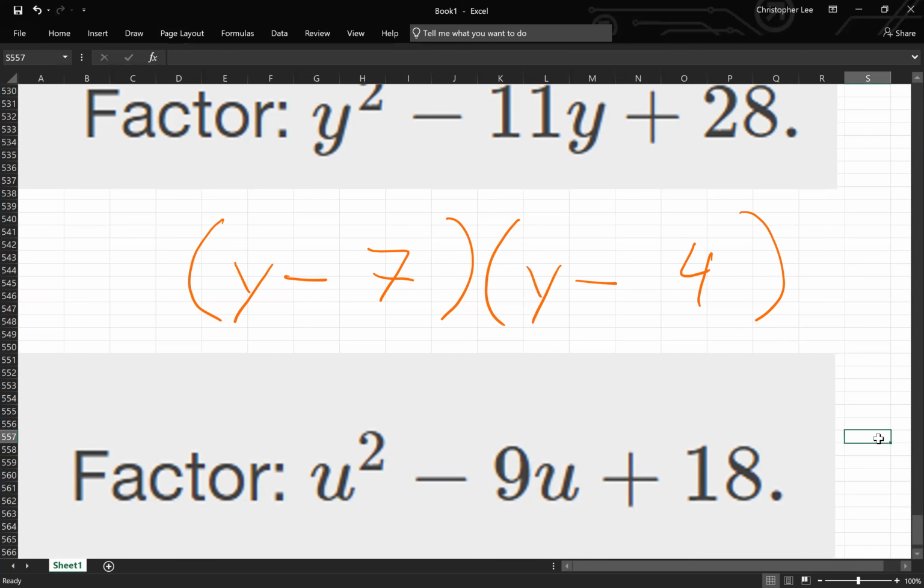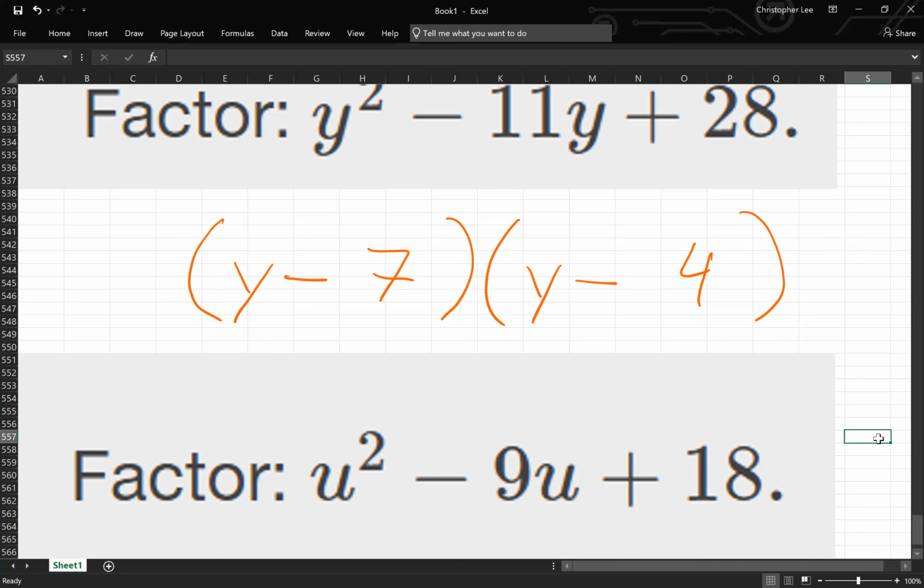Exactly. You just distribute it out. y times y is y squared. y times negative 4 is negative 4y. Negative 7 times y is negative 7y. Negative 4 times negative 7 is positive 28. You add the negative 7y and the negative 4y, you get negative 11y. That's it. You guys try it with the u now.